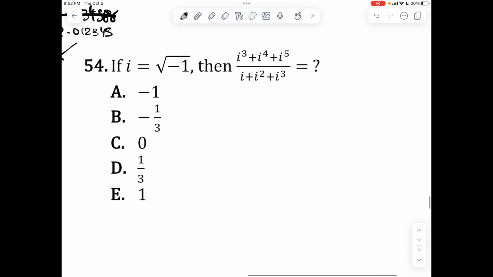If i equals the square root of -1, then what is this? Seems kind of complicated. Let's take it piece by piece. Just plug everything in and see where you end up. So i to the third, let's simplify that down as much as possible. i to the third is equal to i squared times i.